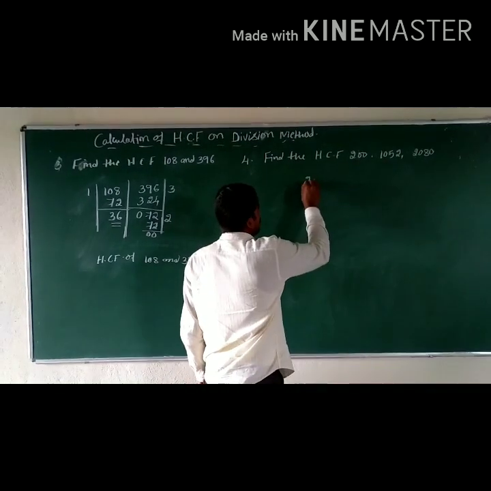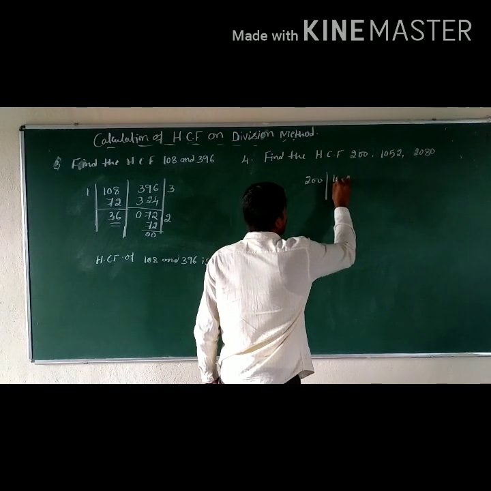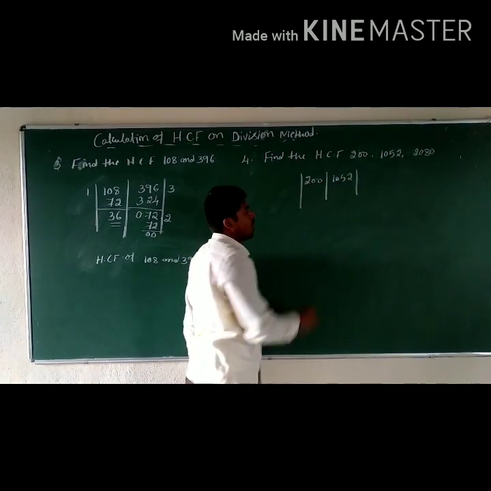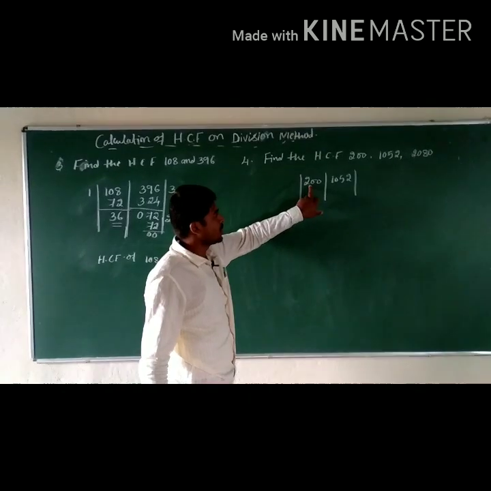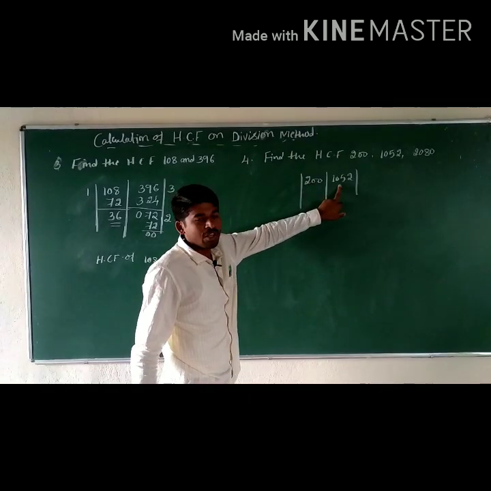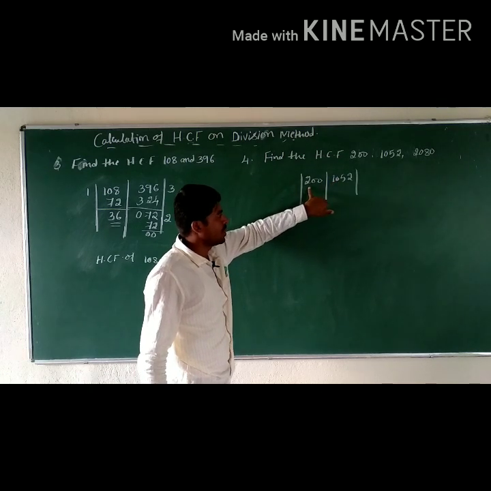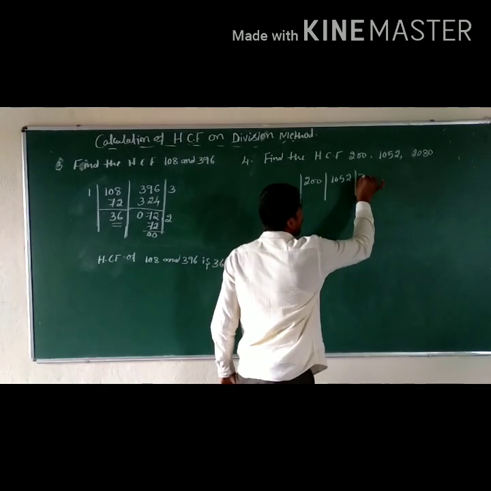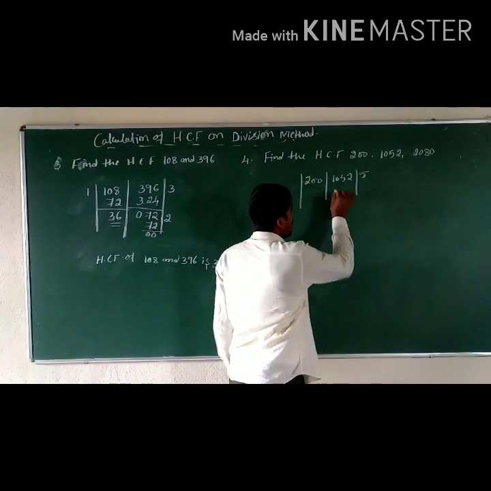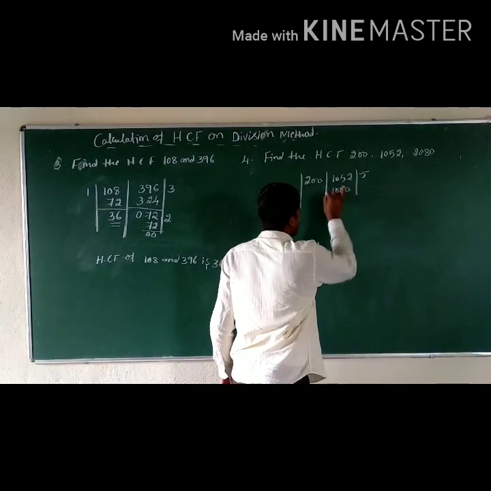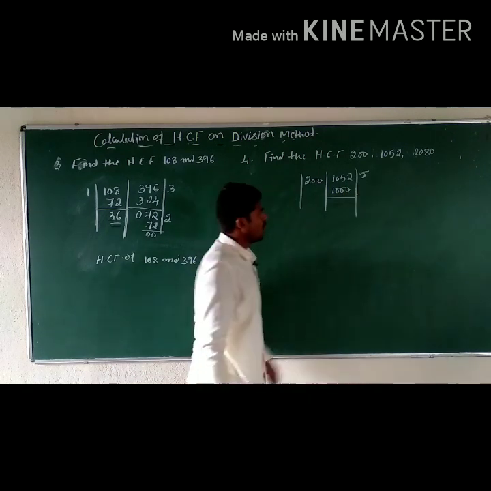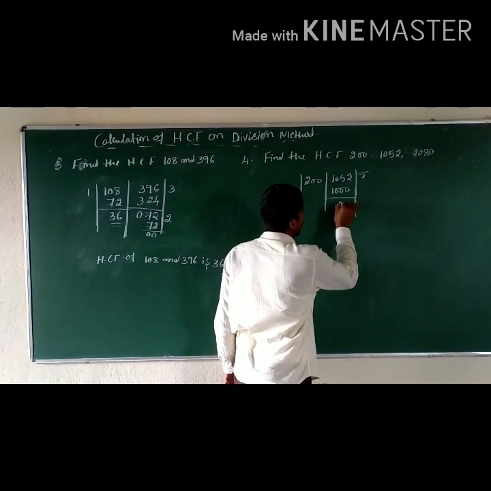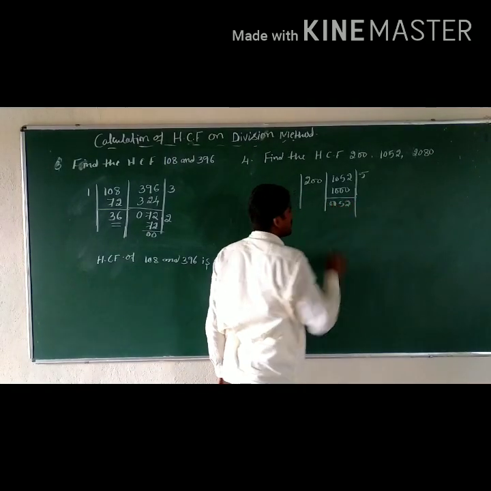Now 200 and 1052. Which should be the lowest value here? Out of these two values, the lowest value is 200, the highest value is 1052. With the help of the 200, we are going to divide the highest value. Now 200 fives are 1000. Now the balance is 52.